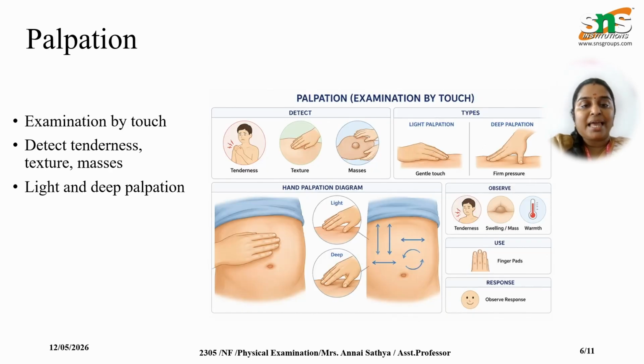So, next method is palpation. Palpation means examining the body using the sense of touch. Nurses use palpation to detect tenderness, temperature, texture, swelling, and masses. There are two types of palpation. One is light, another one is deep. Light palpation is used to assess surface characteristics, while deep palpation helps to examine internal organs and deeper structures. Nurses should perform palpation gently to avoid causing pain or discomfort for the patient.